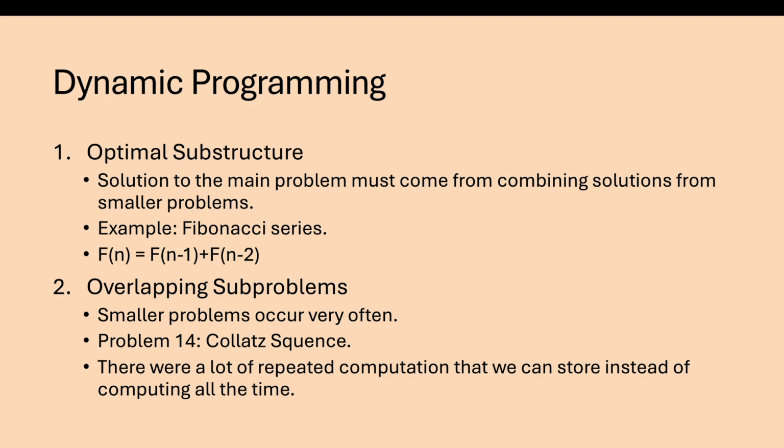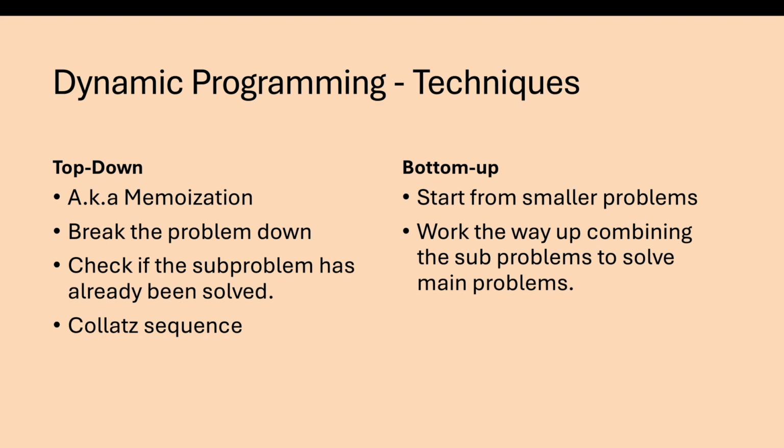Another characteristic is having overlapping subproblems. Overlapping subproblems is the case where you have smaller problems and they occur very often. We saw this in a previous problem, problem number 14, the Collatz sequence. There was a lot of repeated computation that we can store instead of computing it all the time. Once we store it, we don't have to compute it over and over again. That saves us time, although there is some cost in memory, but memory is very cheap, so we can just store it.